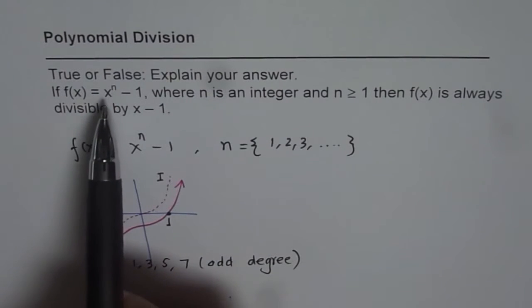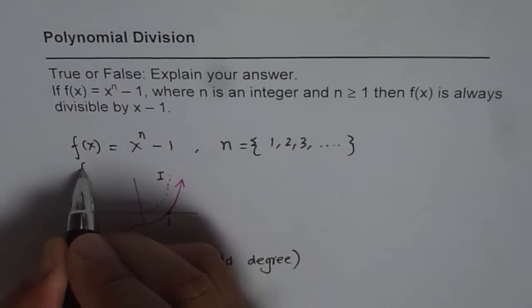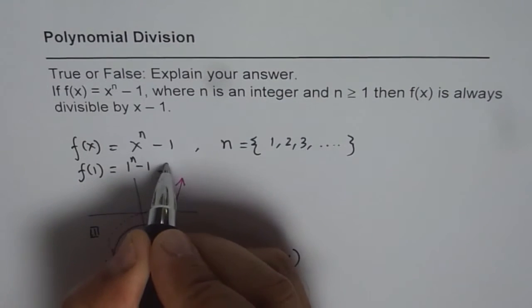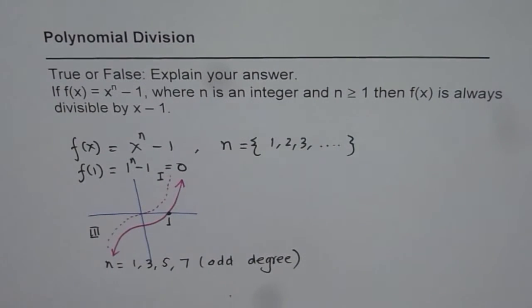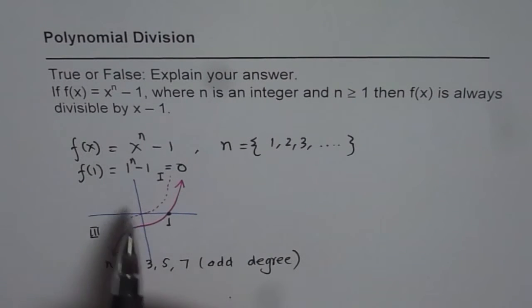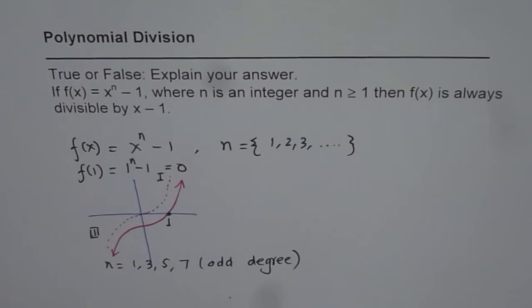Now if I write 1 here for x in our function, what I get is f of 1 equals 1 to the power of n minus 1, which is indeed 0. Since f of 1 is 0, we know the x-intercept is at 1 and therefore x minus 1 is a factor, right? So that is how we can prove that x minus 1 is a factor when n is odd degree.